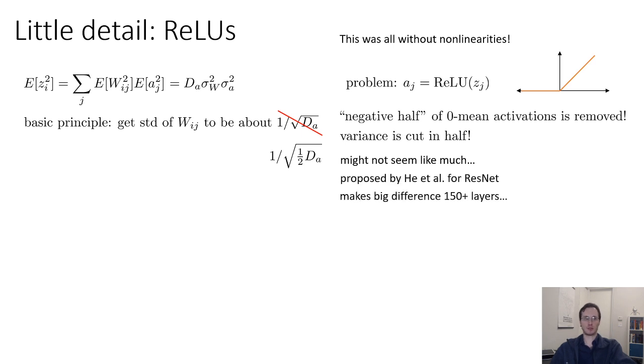This is actually proposed in the ResNet paper, and while the factor of 1/2 might not seem like much, it really adds up when you have like 150 layers or more. So for these residual networks, that actually did end up making a pretty big difference.